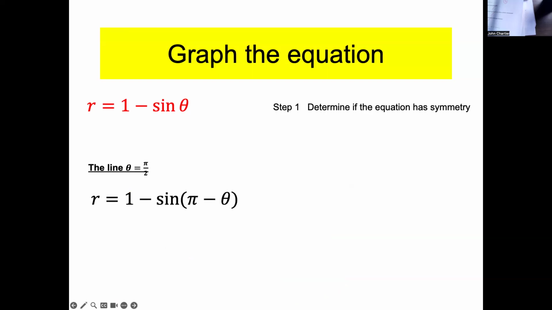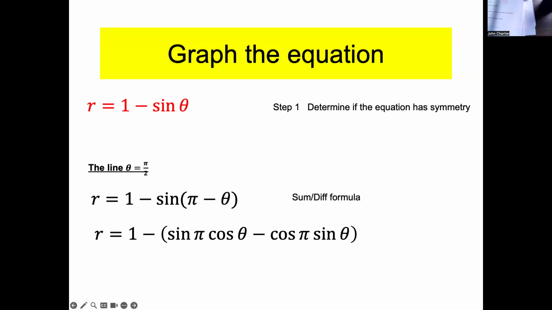Replace theta with pi minus theta. Unfortunately, this means we need to use the sum and difference formula. This one's difference. So sine, cosine, sine, with a minus sign in between them.